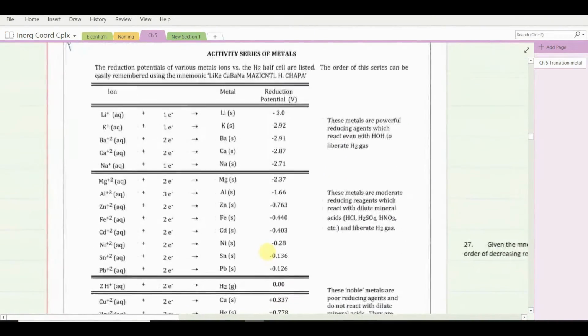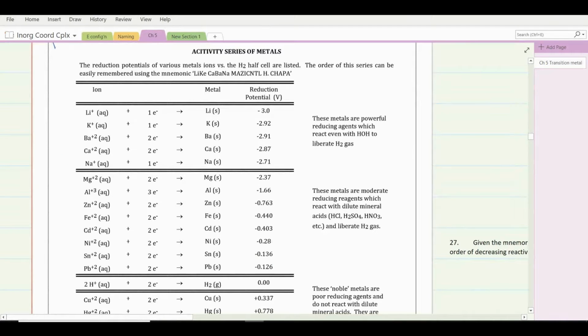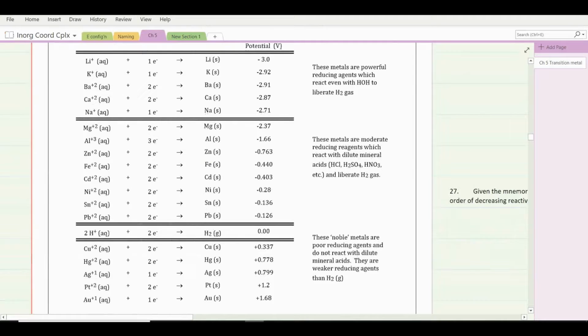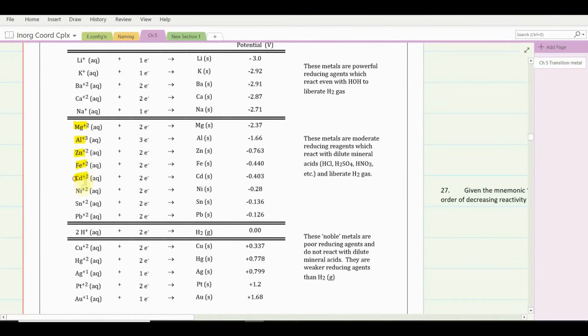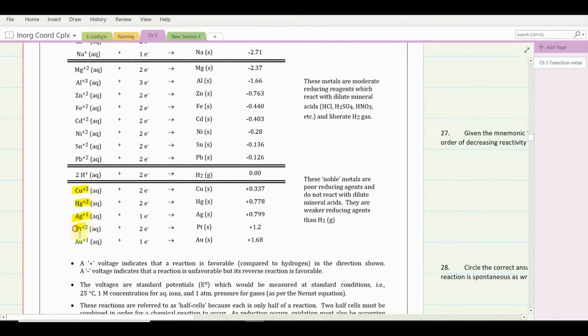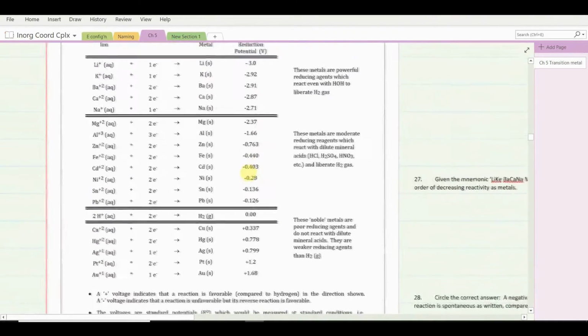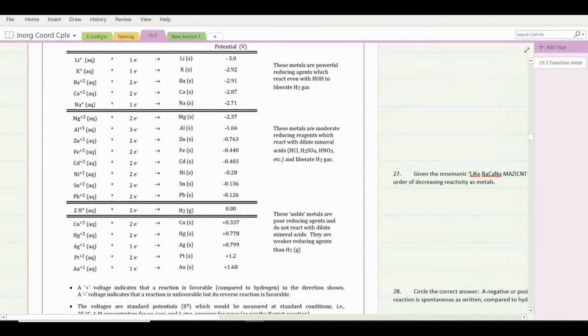So here, in fact, is an abbreviated activity series of metals. Like Bacana, Mazicanto, H. Chapa. The activity series of metals. This is not a comprehensive list, but it's certainly a good list of the most common ones. The group from lithium down to sodium are indeed the most reactive of metals.